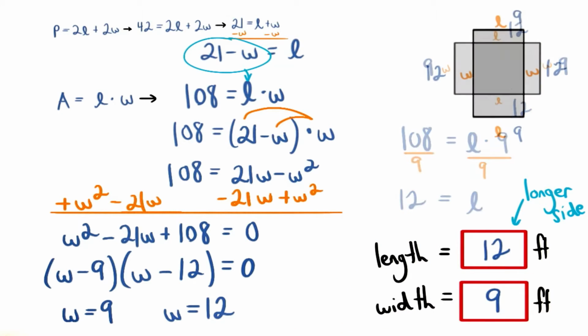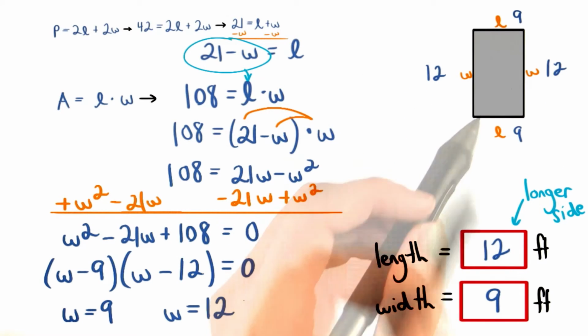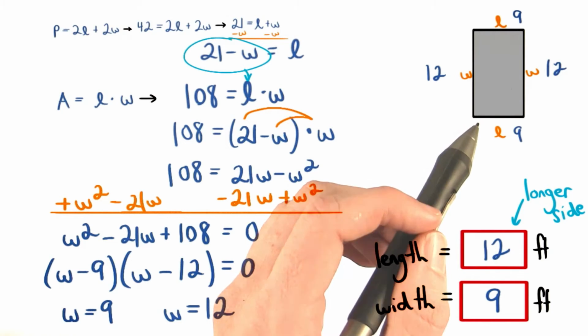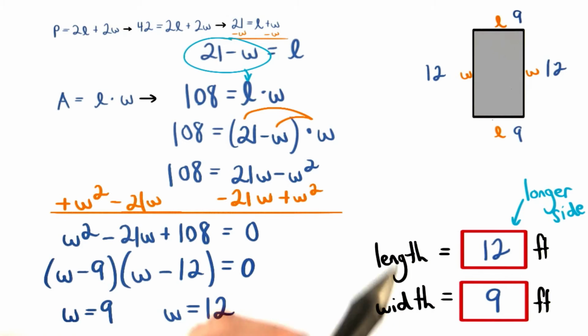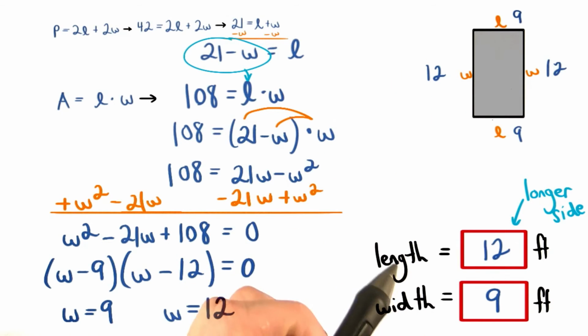Now, if we would have let the width equal 12 feet, we would have gotten this rectangle. It's really the same exact rectangle, it's just been rotated 90 degrees. The longest dimension of a closed figure or any three-dimensional shape is considered to be the length. So instead of making the width equal 12, we'll make the length equal 12 and the width equal 9.